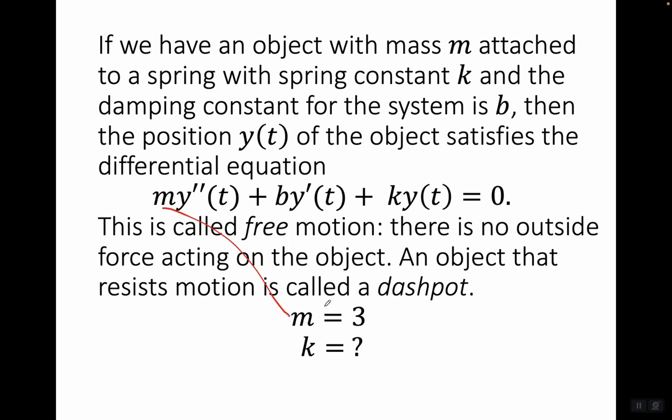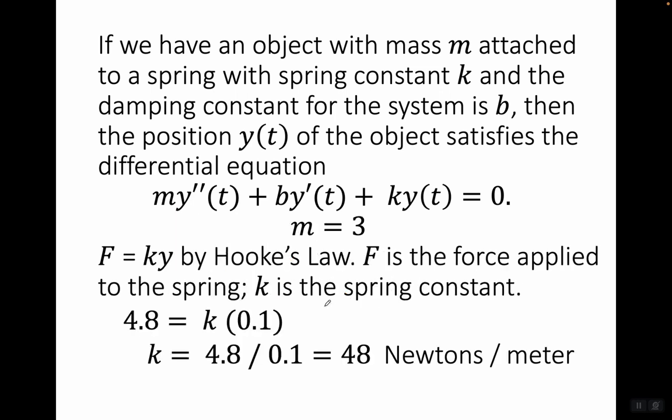K, the spring constant, we need to calculate that. F equals k y by Hooke's law. F is the force attached to the spring. K is the spring constant. So in this case, the force is 4.8 newtons. Got to measure it in newtons. K, well, that's just K. And y is the distance that the spring is pulled by this force.